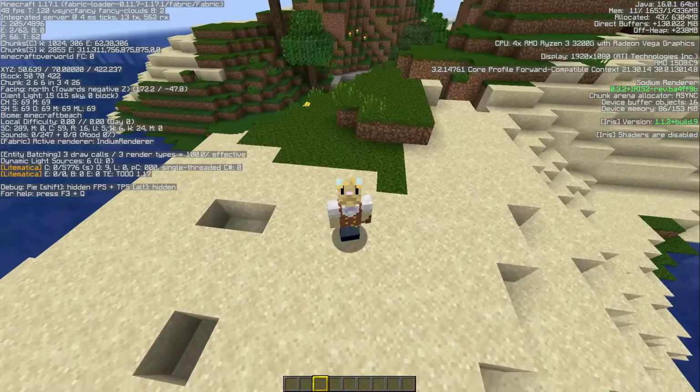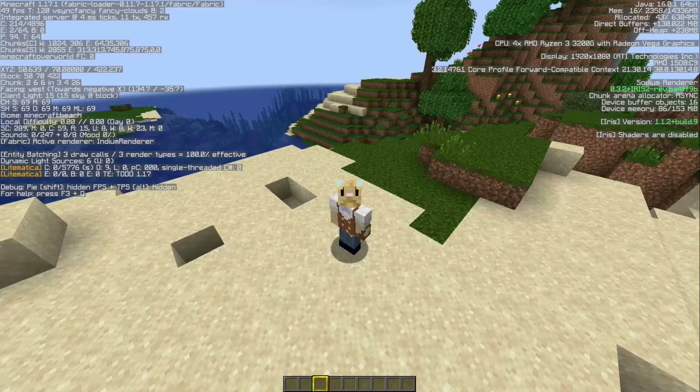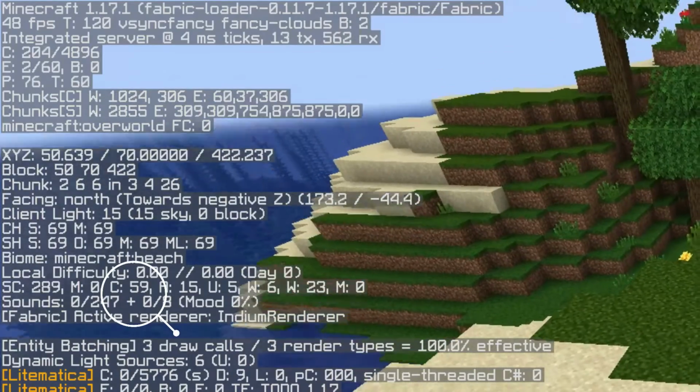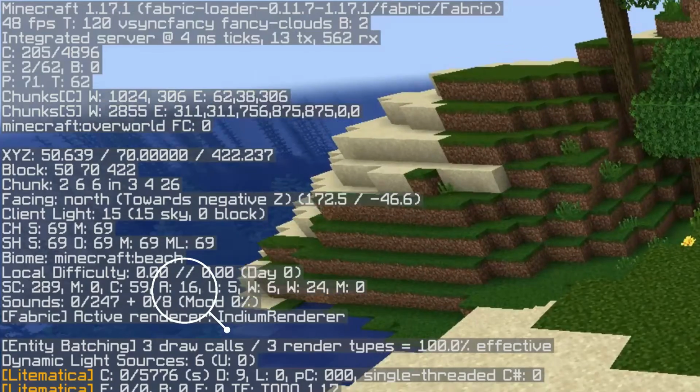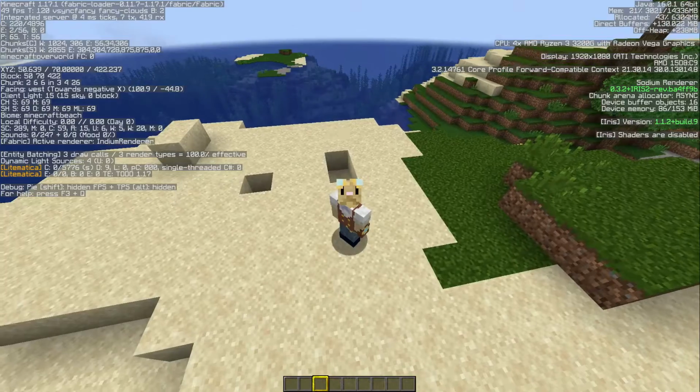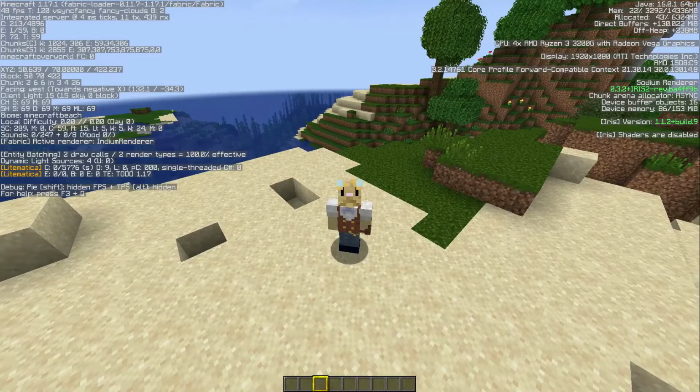Usually it's 289. The first M shows the total amount of monsters that count towards the mob cap. C shows the total amount of passive mobs that spawn on the surface. A shows the total amount of ambient mobs such as bats. U shows the total amount of underground water creatures, axolotls, glow squids and the like.